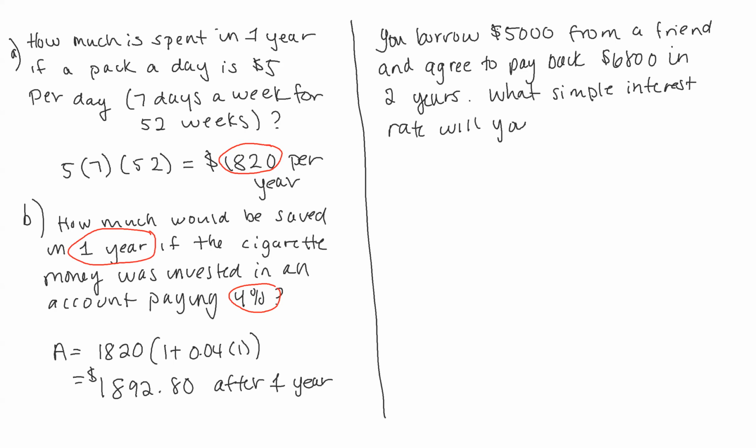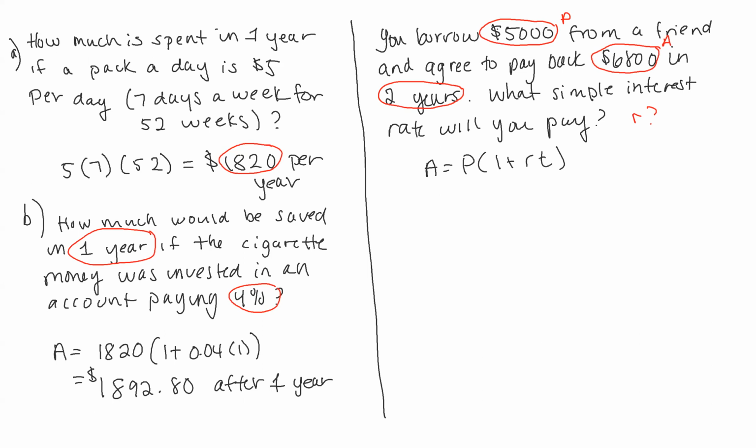Well, first of all, I can say get a new friend because they're taking you to the cleaners. But that aside, we have a couple of things here. We have present value. This is how much we're borrowing today. We have future value. This is how much we're going to end up paying back. We have a 2-year time frame. What we're missing is R. We don't know what R is, but we have future value, we have present value, and we have time. So we're going to use A equals P times 1 plus RT.